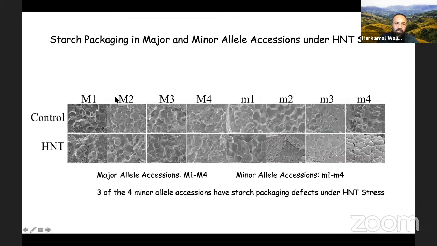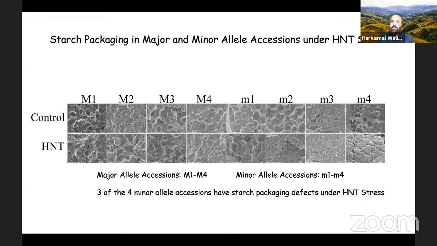So here are the M1, M2, M3, M4. These have the tolerant allele for 5.1, so their grain is heavier and wider under HNT stress compared to the minor alleles. In this case, again, you see some effect, but not as prominent. But if you look at the minor alleles, with the exception of the small M1, M2, M3, and M4 have really bad starch packaging issues going on.